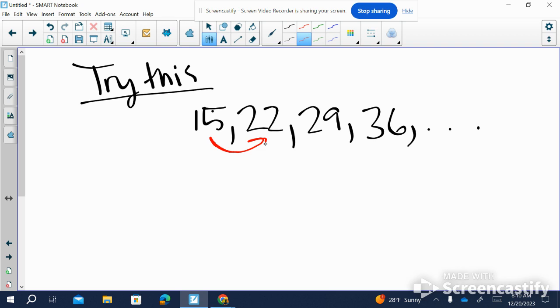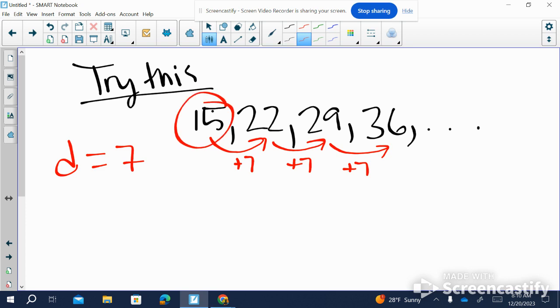From 15 to 22, I've added 7. 22 to 29, I've added 7. 29 to 36, I've added 7. So my common difference is 7. The first term of my sequence, a sub 1, is 15.